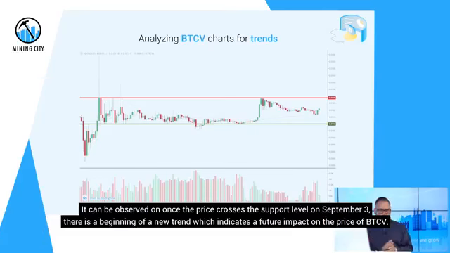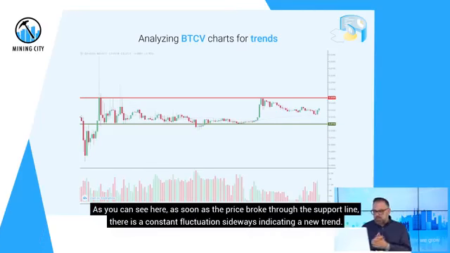It can be observed that once the price crosses the support level on September the 3rd, there is the beginning of a new trend, and it indicates a future impact on the price of Bitcoin Vault. As you can see here, as soon as the price broke through the support line, there is a constant fluctuation sideways, indicating that the new trend is coming.